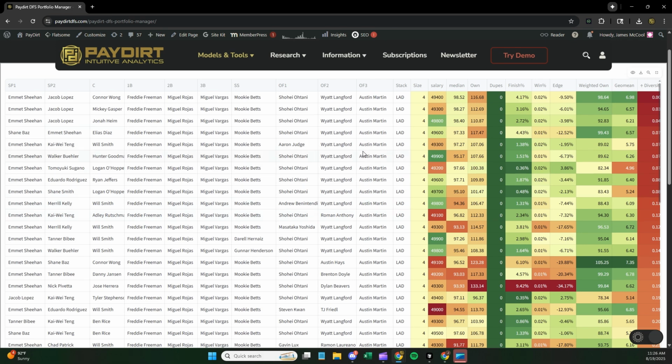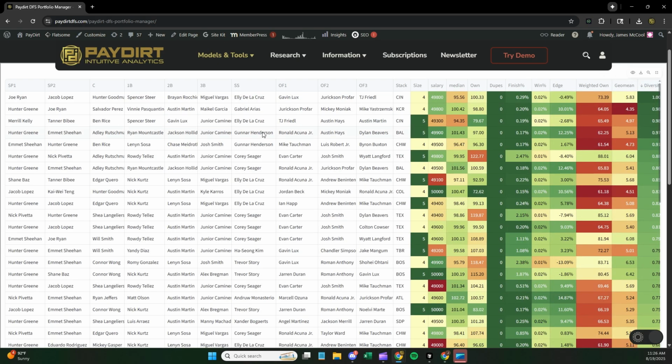Because remember, all of these lineups are pretty applicable for single entry, right? And for 3 max. If I sort this from highest to lowest here, then we see these are lineups that are the least similar to the lineups in the portfolio. All right, this one has Joe Ryan, Jacob Lopez, Cincinnati stack. It does not have Austin Martin.